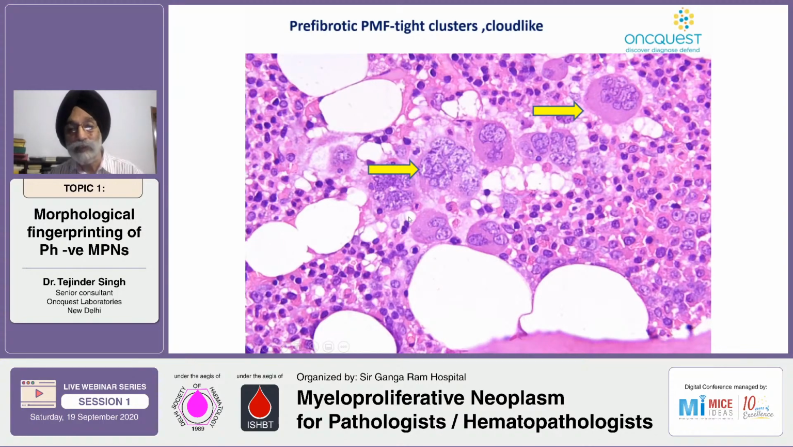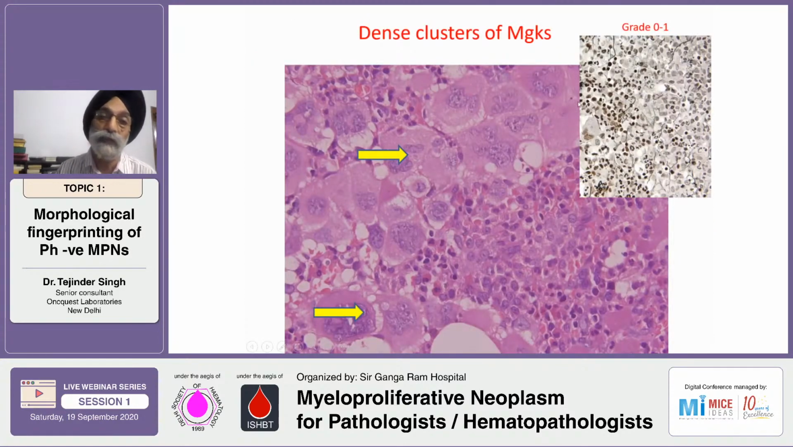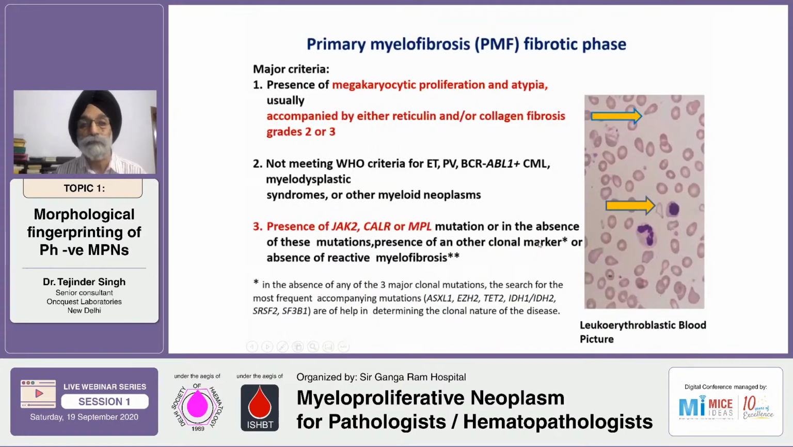Then you find this clustering is present, and these are the features which are typical of PMF. Here you find a very dense cluster of megakaryocytes with pleomorphism, bulbous nuclei, and the tremendous granulocytic proliferation. Now, this is unlike what you have seen in polycythemia vera, or the normal marrow we have seen in cases of ET. Then we go on to the fibrotic phase.